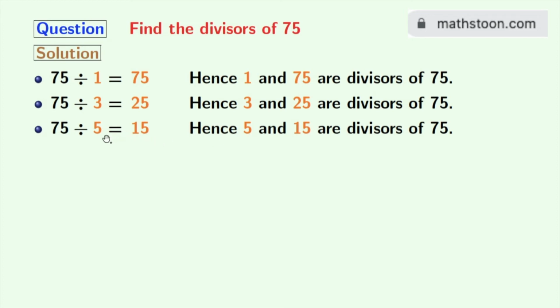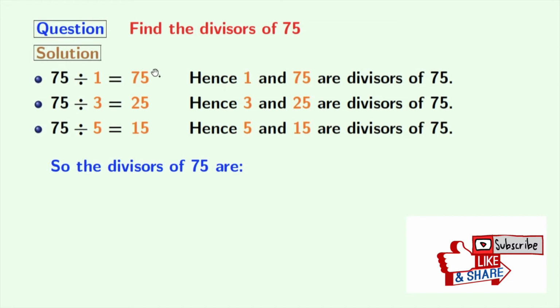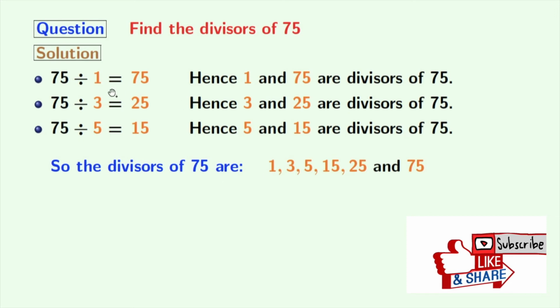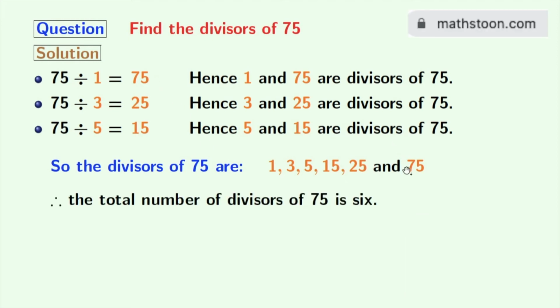Now there is no number between 5 and 15 which can divide this number. So we will stop right now. Now look, we have all the divisors of 75 in orange colors. These numbers are 1, 3, 5, 15, 25 and 75. So the total number of divisors of 75 is 6.